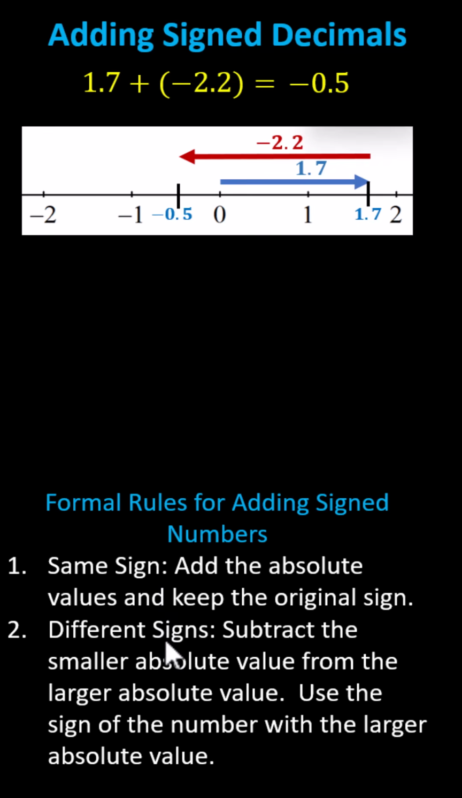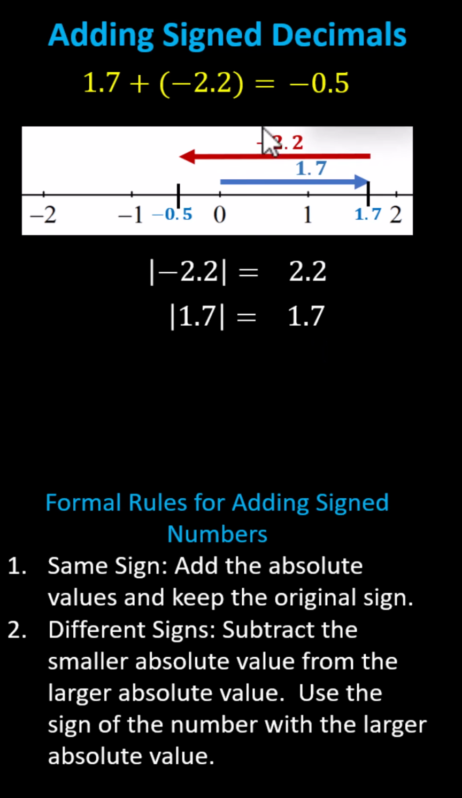When adding numbers with different signs, we subtract the smaller absolute value from the larger absolute value, and then use the sign of the number with the larger absolute value. Negative 2 and 2 tenths has the larger absolute value. The absolute value is 2 and 2 tenths. The absolute value of 1 and 7 tenths is 1 and 7 tenths.